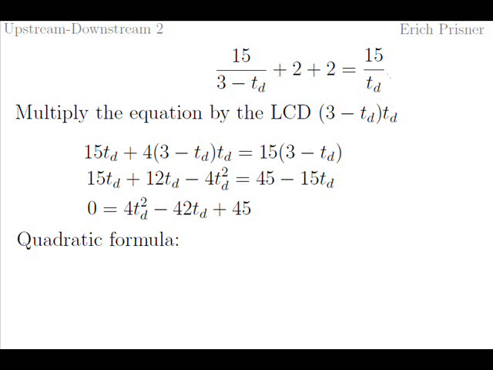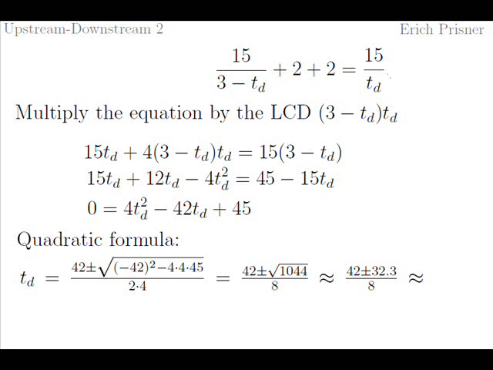Using the quadratic formula we get td equals 42 plus minus square root of, well, negative 42 squared minus 4 times 4 times 45, all divided by 2 times 4. So we get 42 plus minus square root of 1044 divided by 8, which is 42 plus minus 32.3 over 8, about 9.3 or about 1.21.